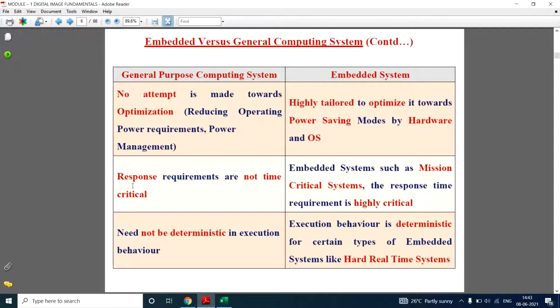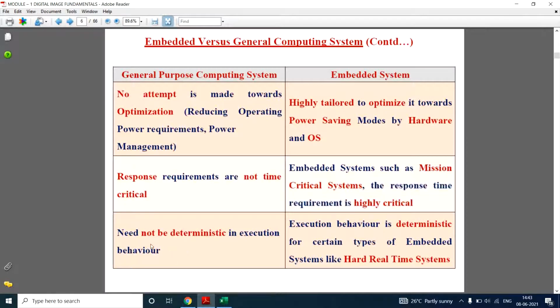Response requirements are not time critical in a general purpose OS. That means even if a general purpose computing system has to do any task, some amount of delay in the output can be accepted. But embedded systems are all mission critical systems. The response time is highly critical. Normally embedded systems are used for projects where a critical response time is required.